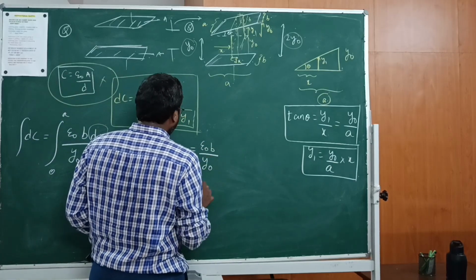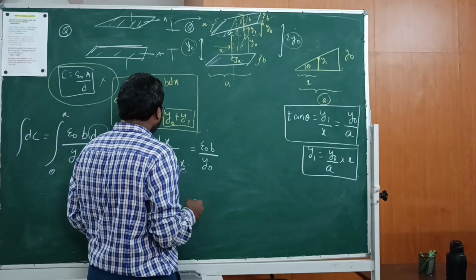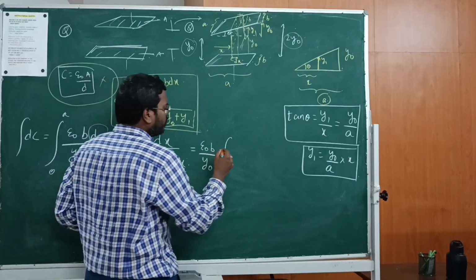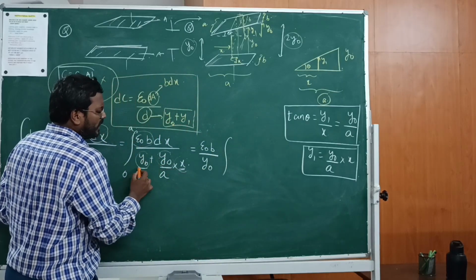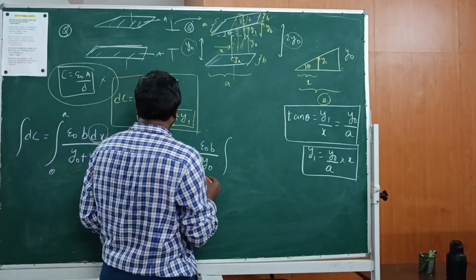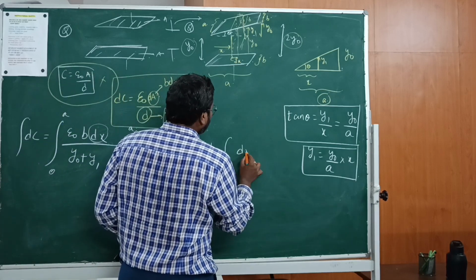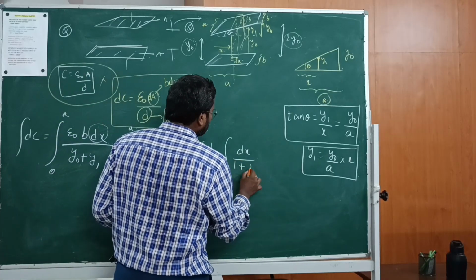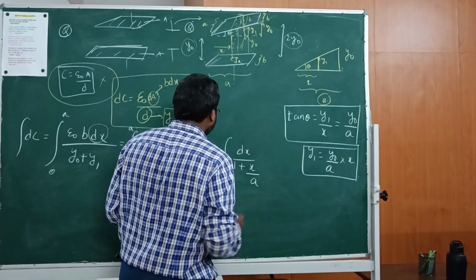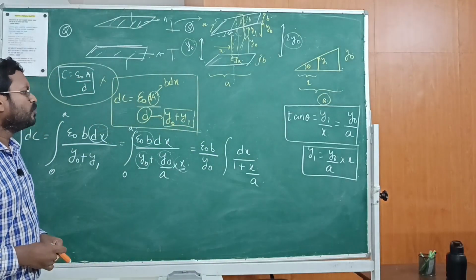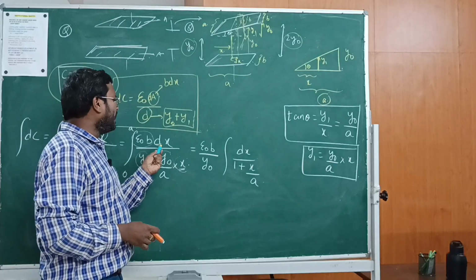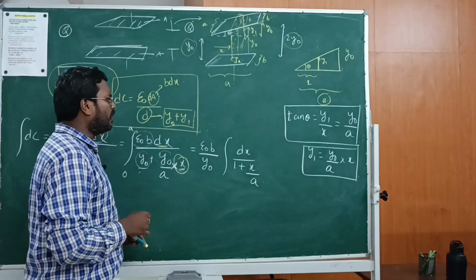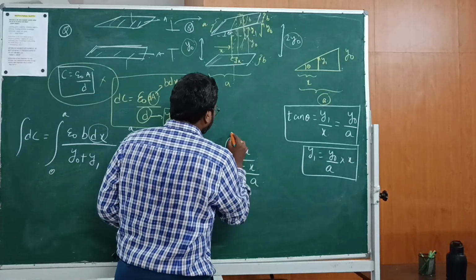Epsilon naught b by Y naught. What is variable here? X is variable. So what is the remaining integral? Taking Y naught common, we get 1 plus x by a, and we have the integral of dx by 1 plus x by a. Correct or not? Y naught is a constant, dx is a variable, only x is a variable, and all the other things are constant. So we take the limits from 0 to a.